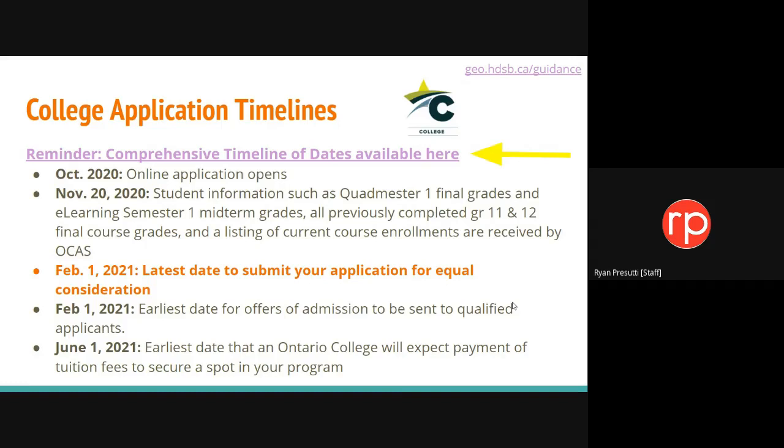June 1st would be the earliest date that a college would expect payment. That could be a deposit for tuition fees to secure your spot in that program. So those are just a snapshot of some general application dates, but the comprehensive list is the timelines document I mentioned earlier.